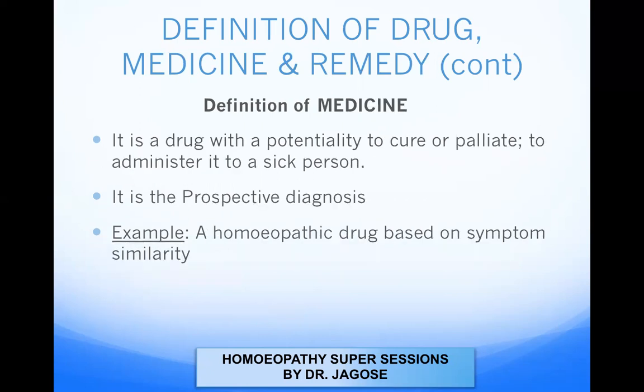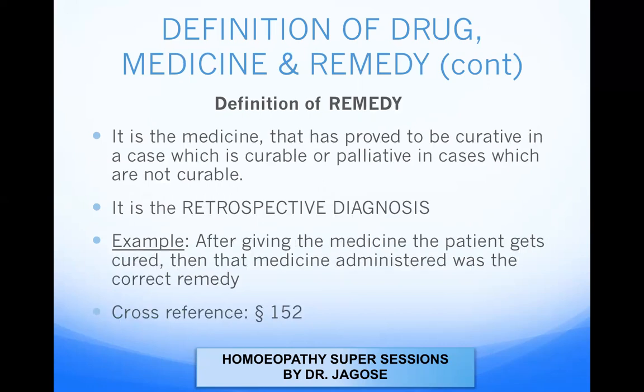So here the medicine is a prospective diagnosis. Right from the beginning, we will have a notion that this medicine is effective and it will cure or palliate, whereas in a remedy, only after the result has been proved of curative or palliative, then we say it is the retrospective diagnosis. That means, for example, after giving the medicine, the patient gets cured, then that medicine administered was the correct remedy. The cross-reference also after the number 152.